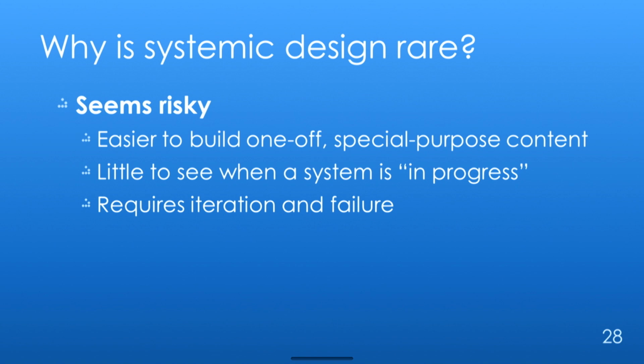We say, this specific content I'm going to build is for this specific case, and then when it's done, we'll never see it again. That's a very expensive, very brittle solution, as opposed to saying, let me make a system that can be resilient to all the different things that the user might do. It's also very difficult to see what's going on in a system when it's in progress. It doesn't look like anything until it's done or very nearly done. This is also why playtesting is so important.